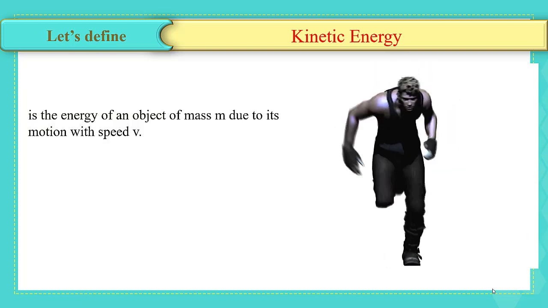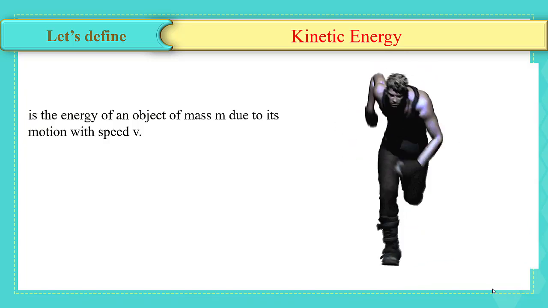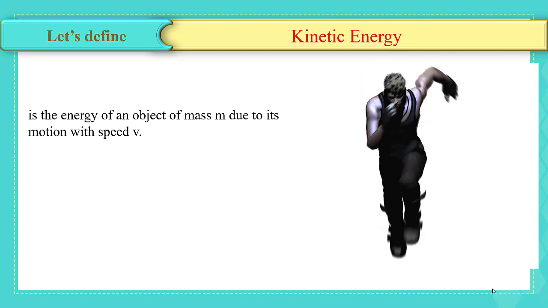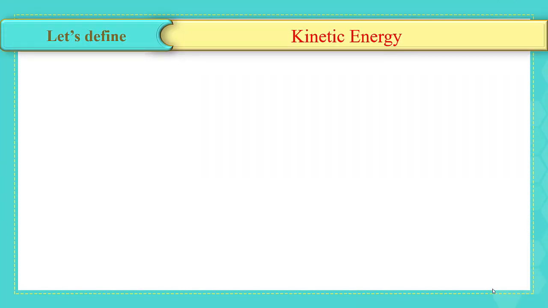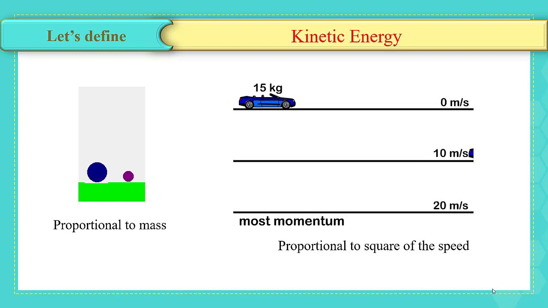In simple words, the kinetic energy is the energy of an object of mass m due to its motion with speed v. To determine the expression of the kinetic energy, or the physical quantities that affect this expression, let's consider the following two examples. In the first example, we have two objects of different masses. We can see here the heavier object has more impact than the lighter object when they hit the ground. So we can say that the kinetic energy is proportional to the mass.